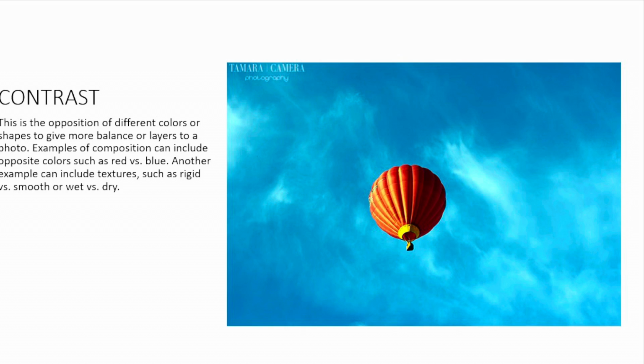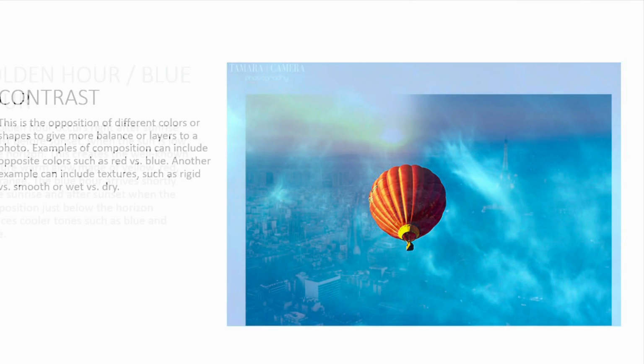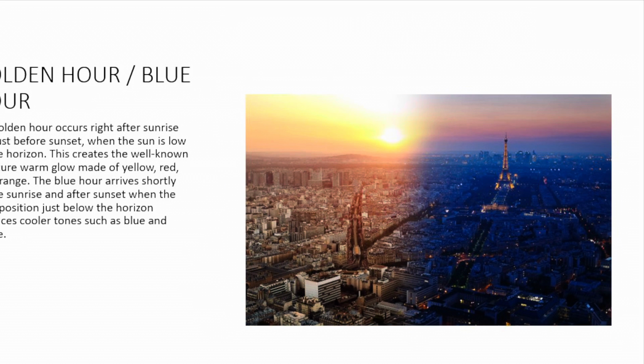And lastly is the golden and blue hours. The golden hour occurs right after sunrise and just before sunset, when the sun is low on the horizon. This creates well-known signature warm glows. The blue hour arrives shortly before and after sunset. This creates a blue and purple coloration in the landscape.